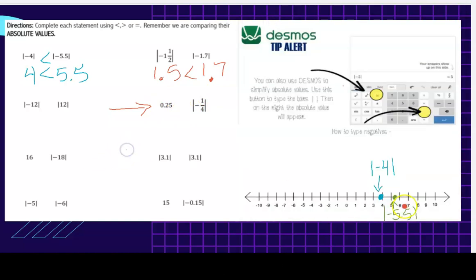So I'm going to go back, and I'm going to put in the symbol I used to compare the two numbers, which is equal. I'd like you to go back after our lesson today and try some of the other examples. And now that you've learned how to calculate and compare absolute value using a number line, as well as the Desmos calculator, you should be able to meet this objective.